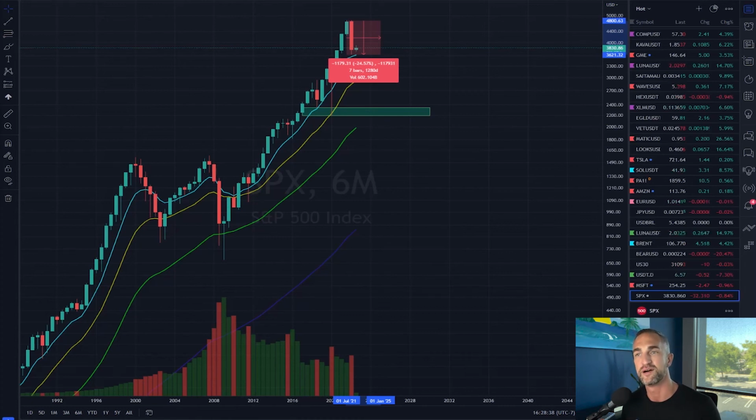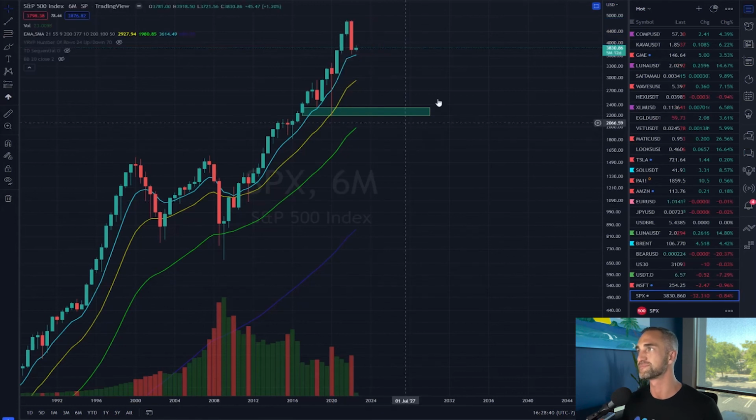So we are still 60% above the COVID lows, right? Here was the COVID low. That's March of 2020 right here.